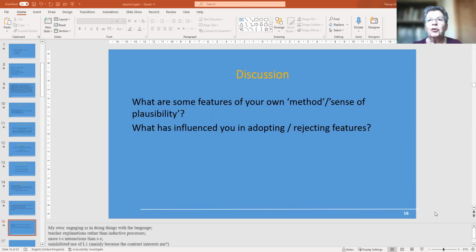Okay, what are some features of your own method, your sense of plausibility? And what has influenced you in adopting or rejecting features? Anybody? And you can see from mine, I don't know if you can read my notes there, I've written what I would answer to that question.